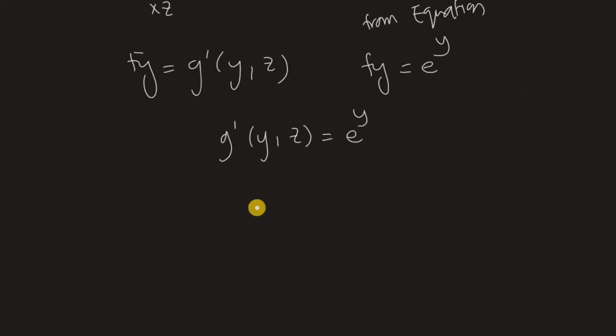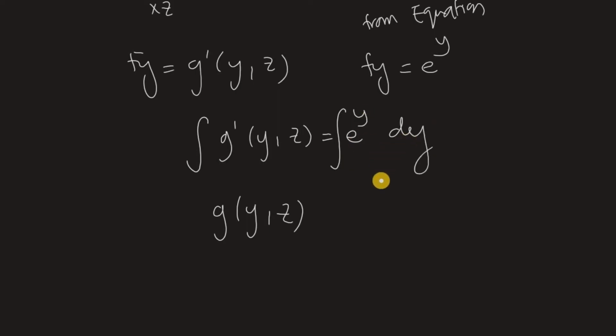So in order to remove this prime, how do we undo the derivative? We take the integral to undo the derivative. Okay, so now we get g of yz. And what's the integral of e to the y? And of course we are taking it with respect to dy, right? Because here we took f of y, so that's why we're integrating with respect to dy. Okay, so the integral of e to the y is the same thing.